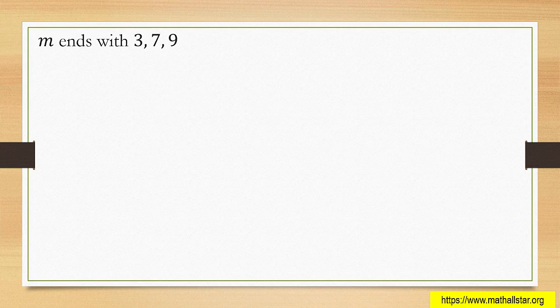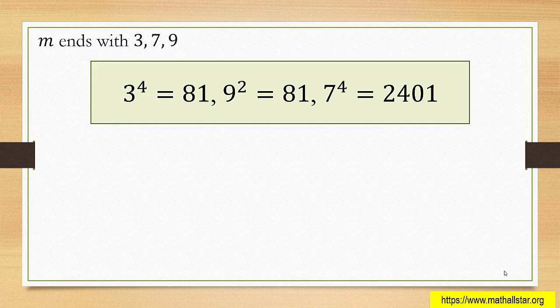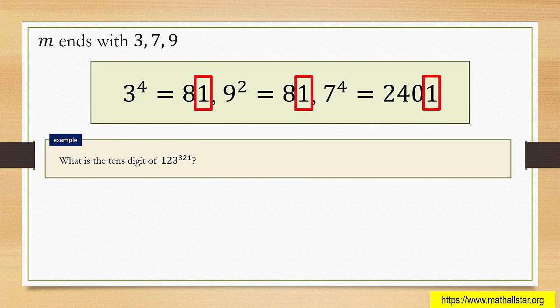Before we present the next example, let's review some basic facts. Can you figure out why I'm mentioning them here? The secret is that all of them end with 1. We have already learned how to handle the case when m ends with 1. Therefore, if we can convert a problem to something that ends with 1, we will be able to obtain the result quickly, right? Let's look at an example. What is the 10th digit of 123 to the 321st power? Please pause the video and try it yourself first. The answer is 2. Let me explain step by step.